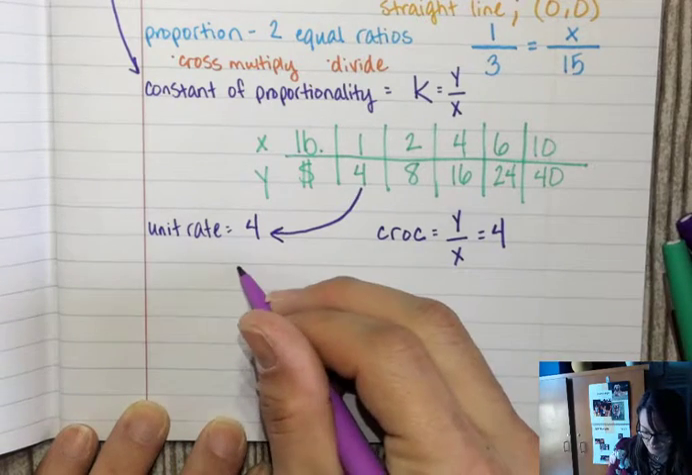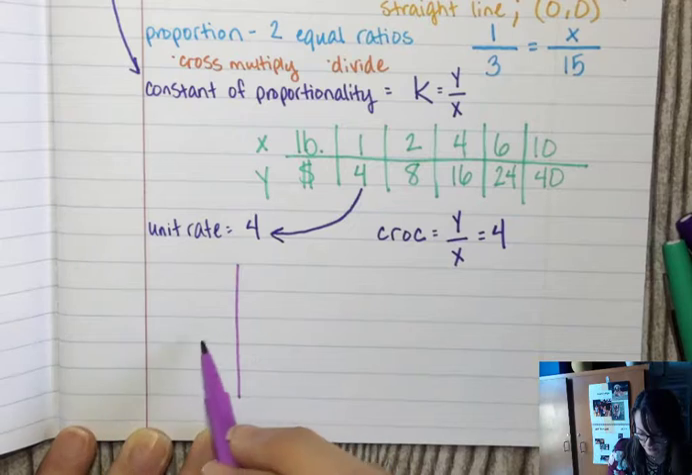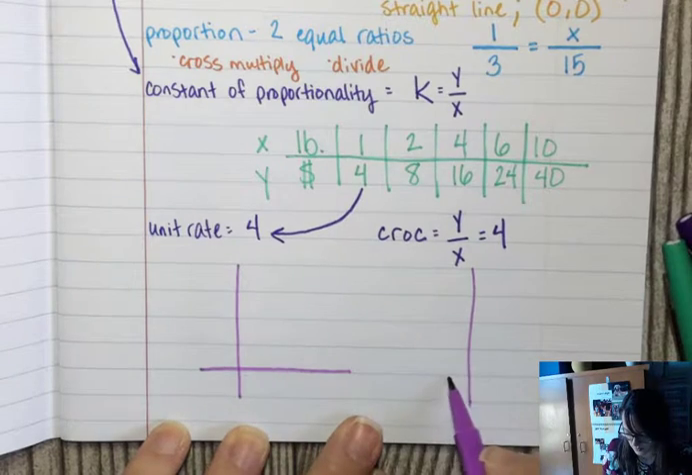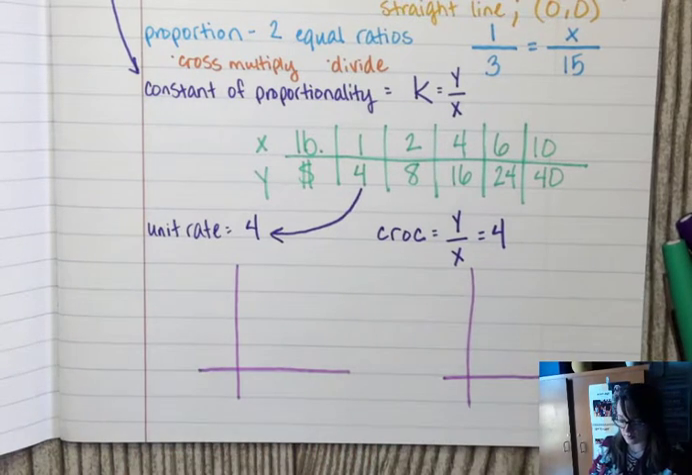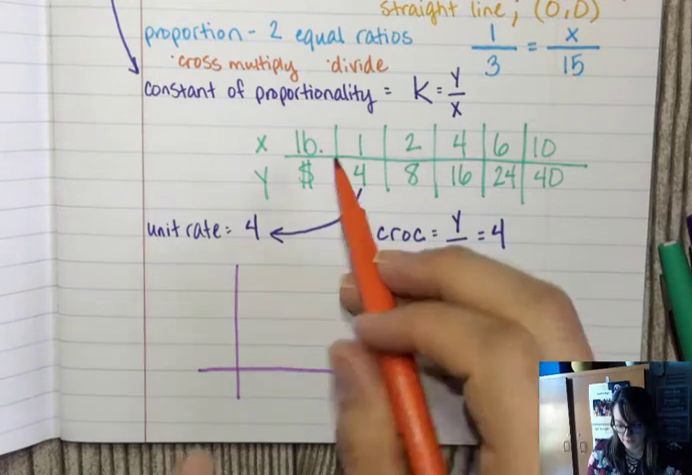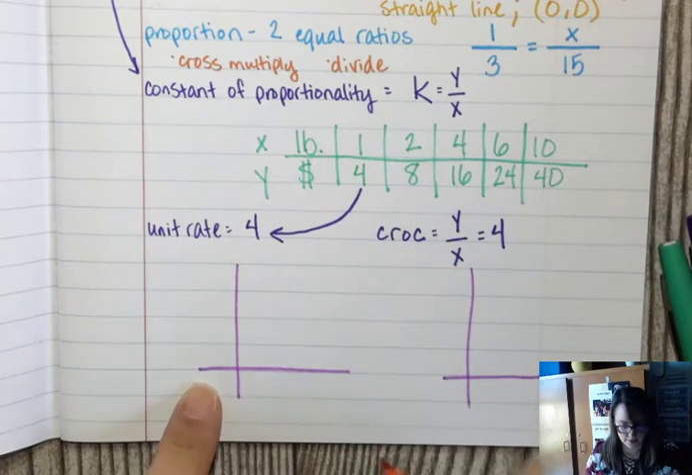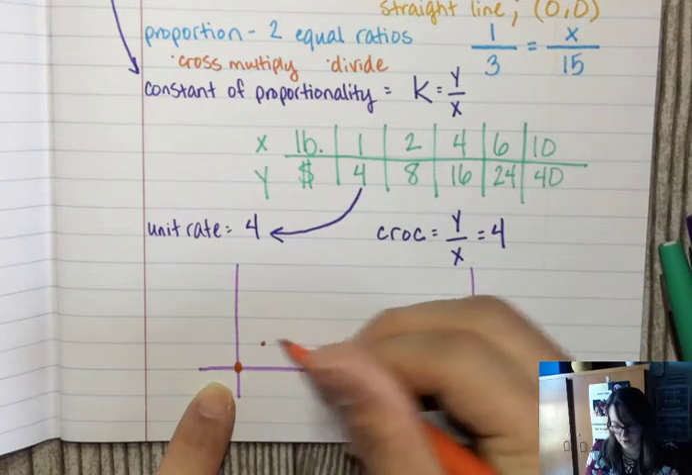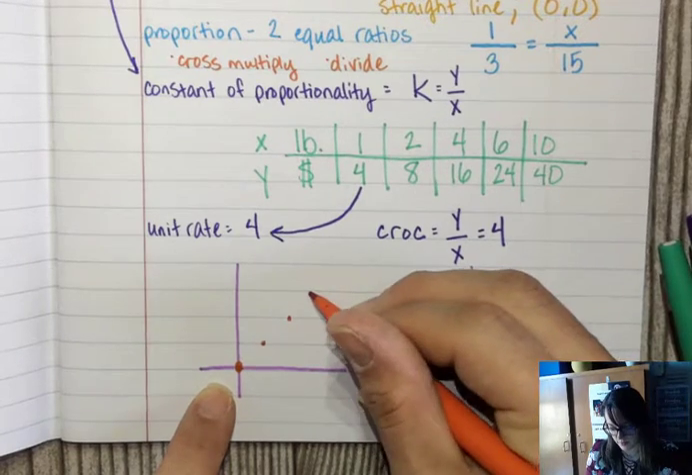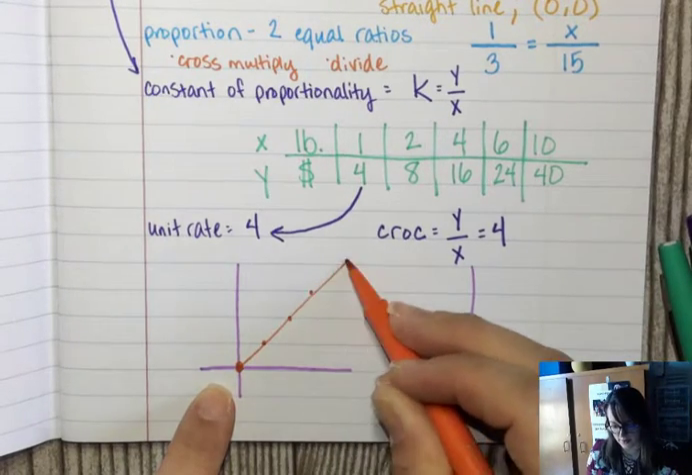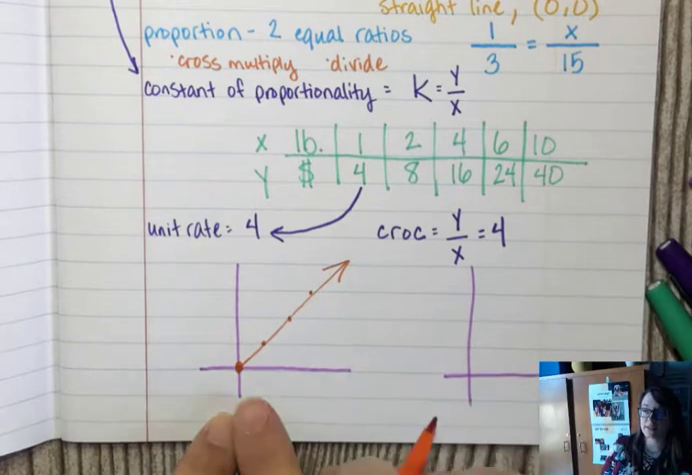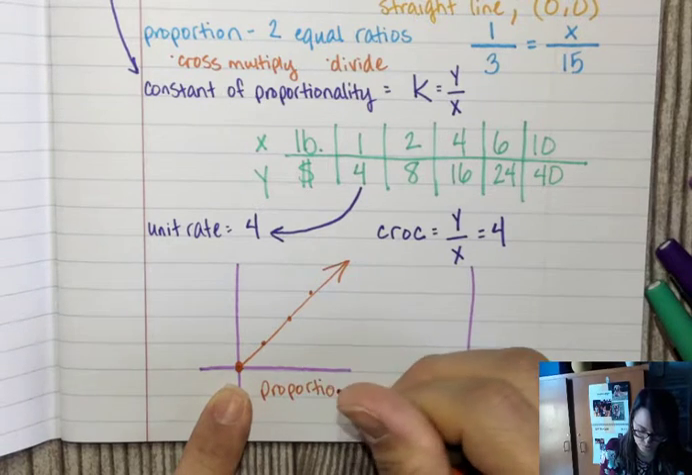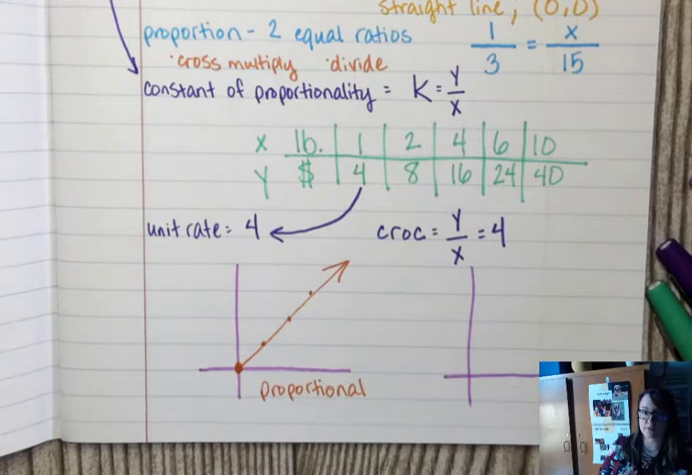All right, graphing. If I wanted to graph how much hamburger meat I was buying, these do not have to be exact. If I bought 0 pounds, how much money did I spend? 0. So that's 0, 0. And then 1 pound was 4, and 2 pounds was 8, and 3 pounds would be 12. And the graph is going to look like this. This is a proportional graph, because it's straight and it goes through 0, 0.